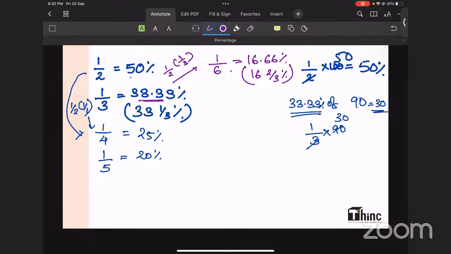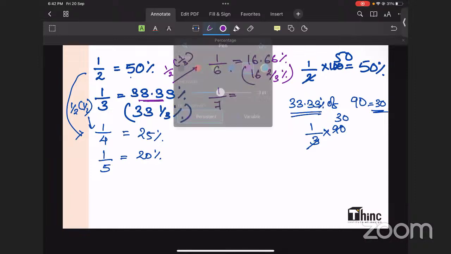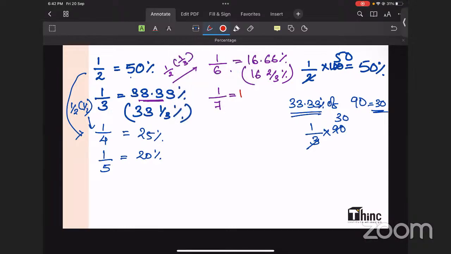Next is 1 by 7. For 1 by 7, we need a technique to remember. See, double of 1 by 7, that is 14. Double of 7, that is 28. Enough. 1 by 7 is 14.28%.